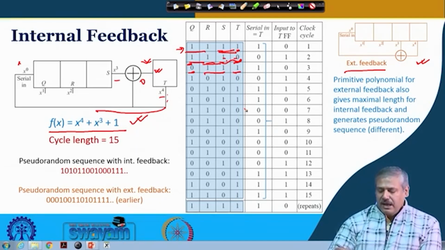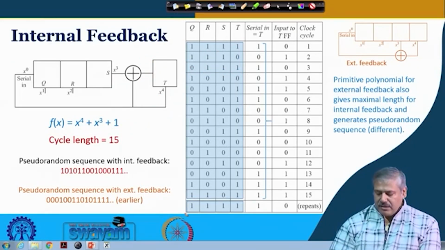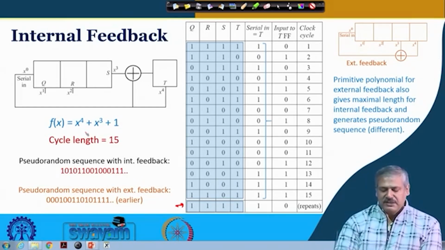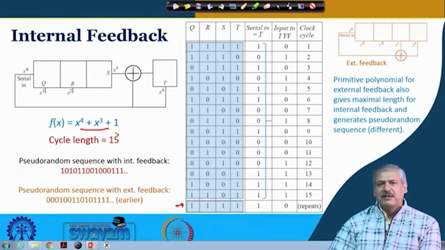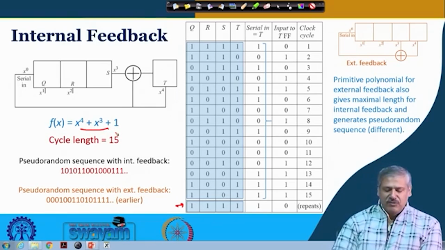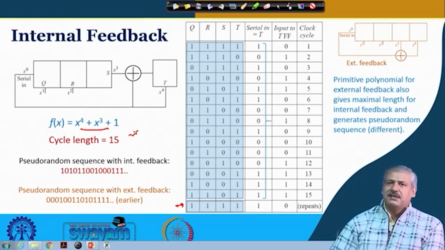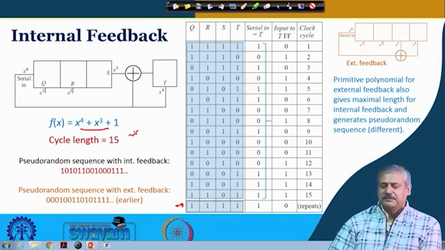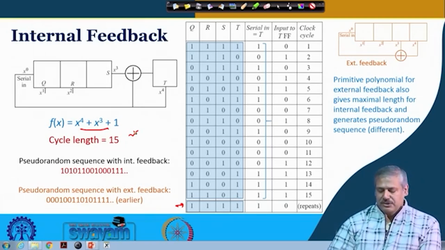And if you progress, you can see that it is coming to four 1s again after 15 clock pulses. So, this also, x to the power 4 plus x to the power 3 plus 1, gave maximal length for external feedback. For internal feedback also, we see that it is giving maximal length.